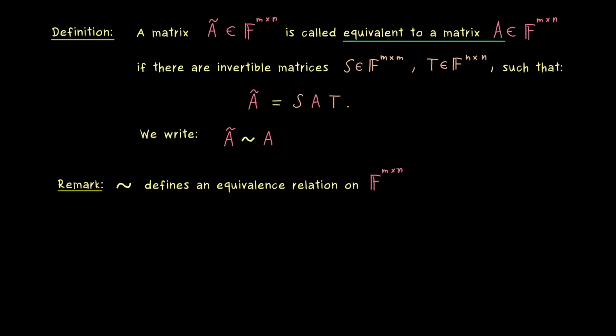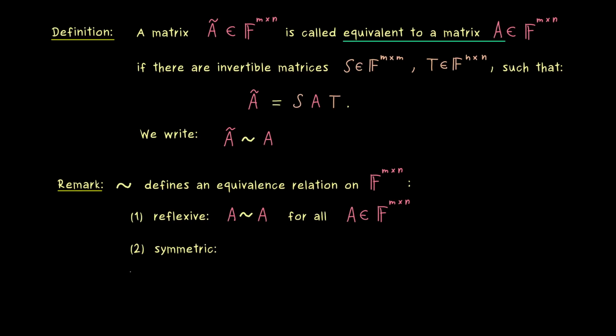And please recall, this means that we have exactly three properties for it. First, it's reflexive, which means a matrix is always equivalent to itself. And this is easy to show because one can simply choose identity matrices in this equation. Indeed, identity matrices are invertible matrices, so they are allowed in this equation.